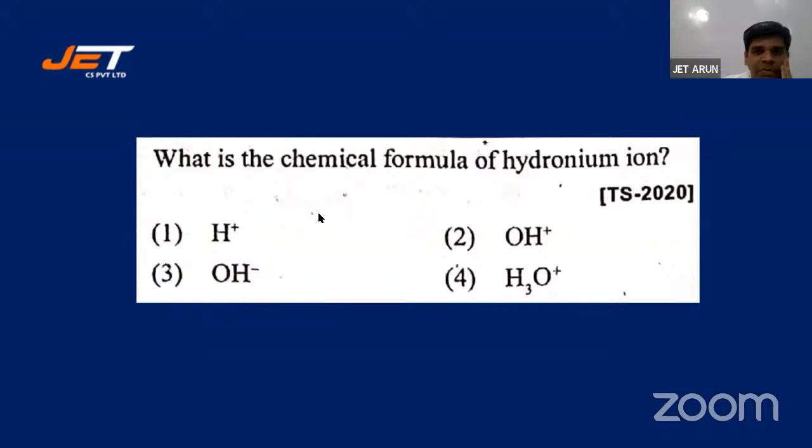What is the chemical formula of hydronium ion? What is the chemical formula of hydronium ion? Yashwant, okay. Option 2, hydronium ion. Let's see the answer. H3O plus. All right, remember this one. Usually you get confused between OH plus and H3O plus. It's H3O plus.